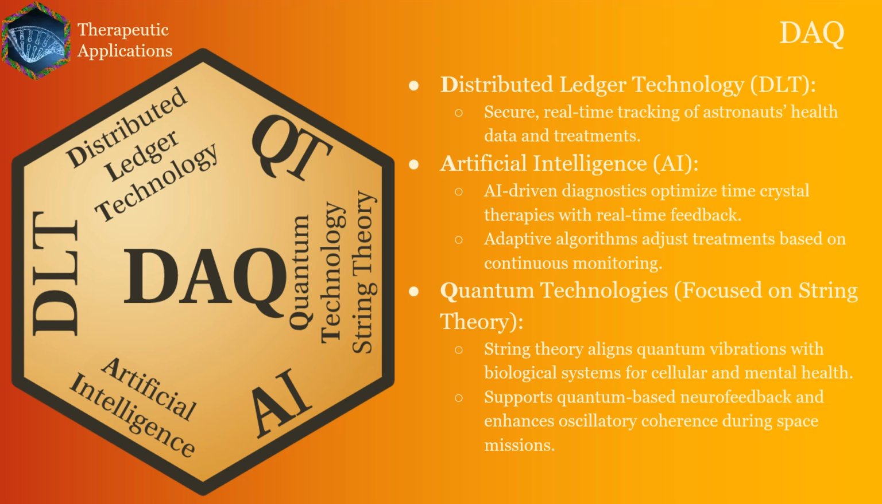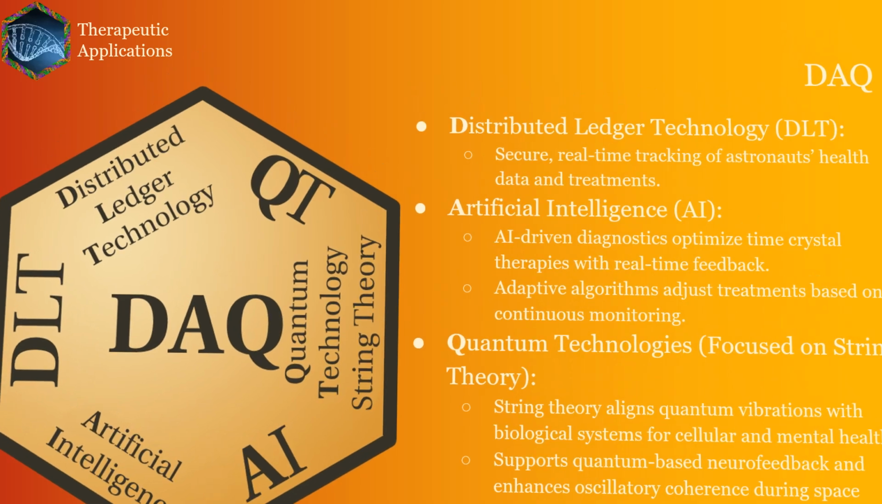Next, we integrate artificial intelligence to drive diagnostics and optimize time crystal therapies. AI provides real-time feedback and uses adaptive algorithms to adjust treatments based on continuous monitoring, tailoring care to each astronaut's needs. Finally, quantum technologies, with a focus on string theory, align quantum vibrations with astronauts' biological systems. This supports cellular and mental health, introducing quantum-based neurofeedback and enhancing oscillatory coherence to maintain overall well-being during long-duration space missions. Together, these technologies under the DAQ umbrella represent a comprehensive approach to ensuring astronaut health and safety in space.